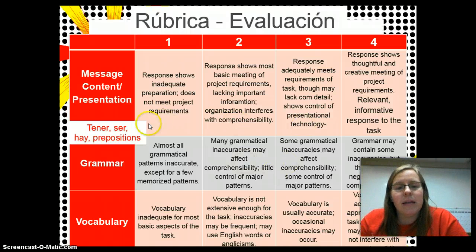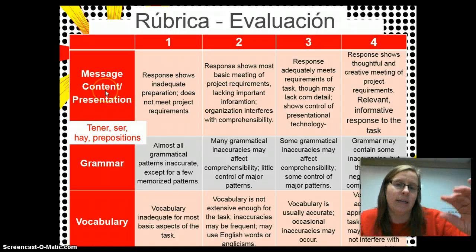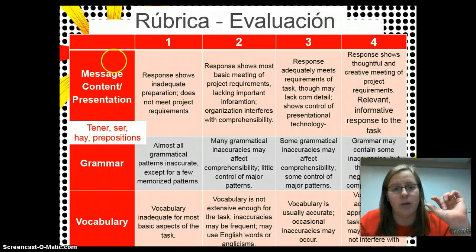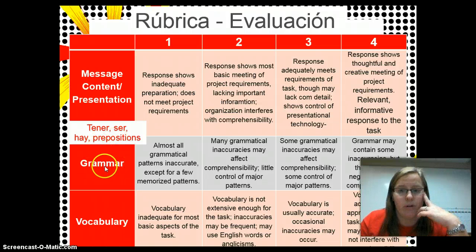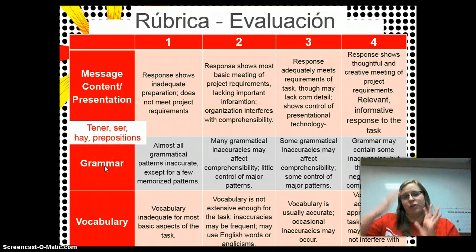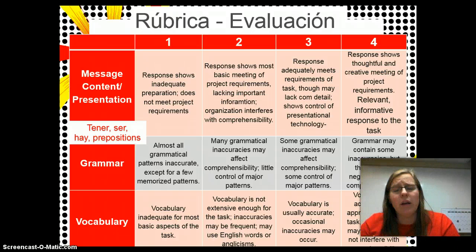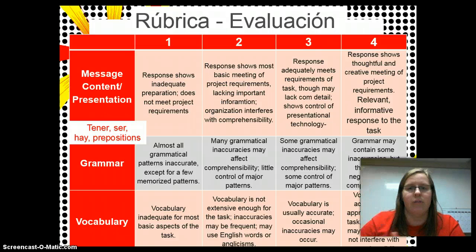And then I've placed this little box over here with tener, ser, I, and prepositions in between the content and the grammar box, because what I want to make sure is really clear is that you have to use these things. If you don't use them, then you're not completing the message content. Also, if you don't use them, you're not going to get a very good grade on grammar because you're not demonstrating mastery of grammar. Does that make sense? So you have to make sure you use those 4 components. Absolutely sure.